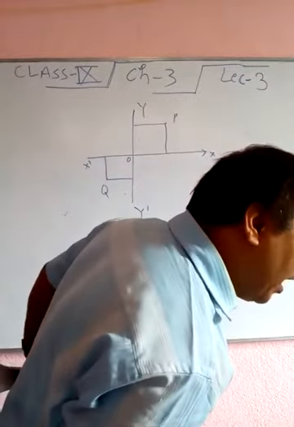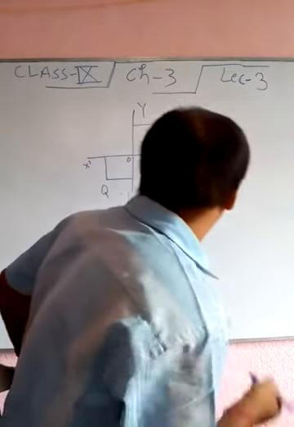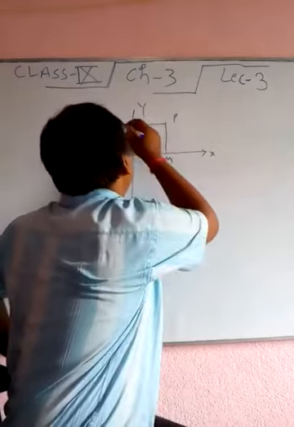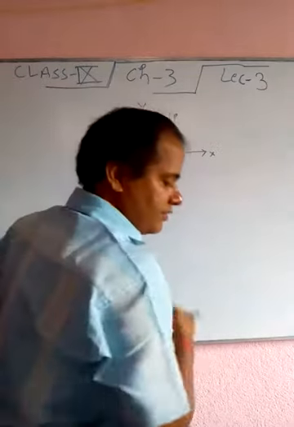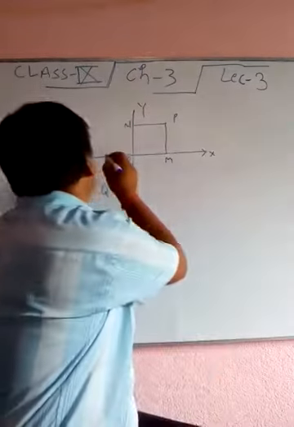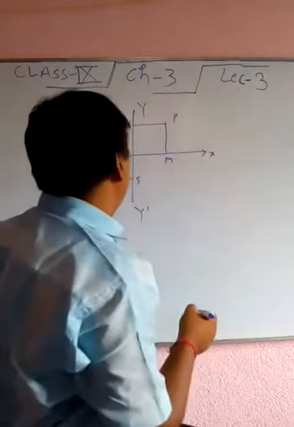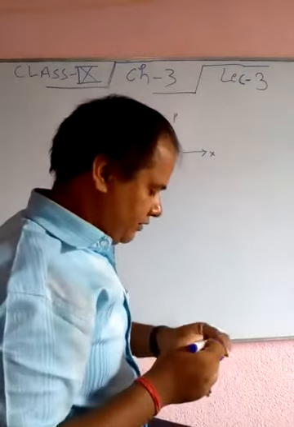So this is R, and here it is M, here it is N, and here it is Q, R, S. R is on the x-axis and this is S on the y-axis.